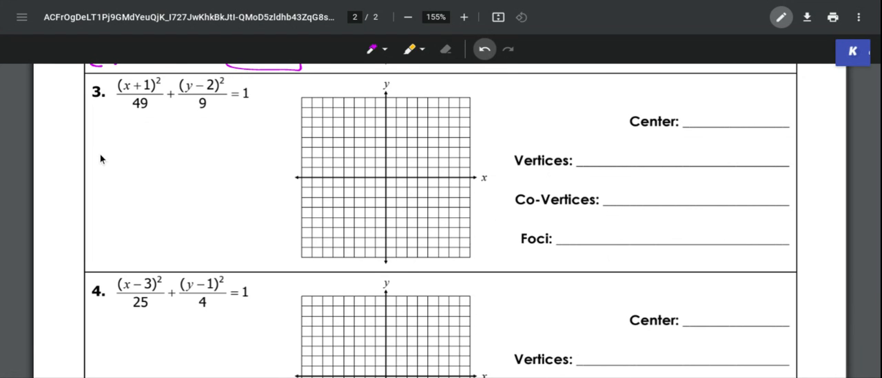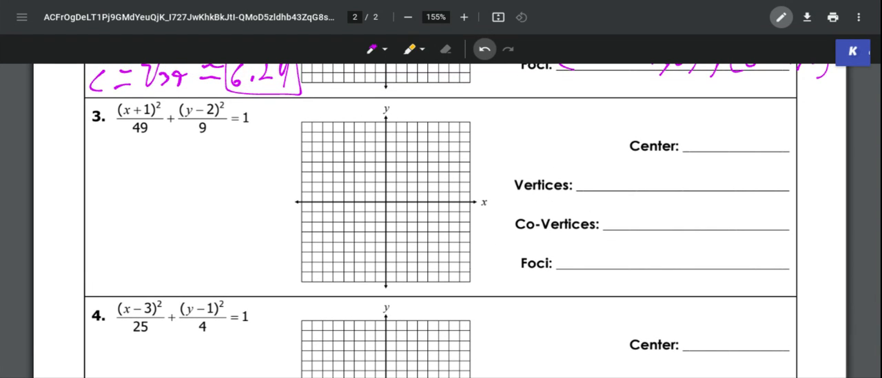So our center here is going to come from what is inside these parentheses with x and y. We just have to remember when we take those out, the sign flips. So on the x term, or in that parentheses with x, we have a positive 1. So when it comes out for our center, it's -1.